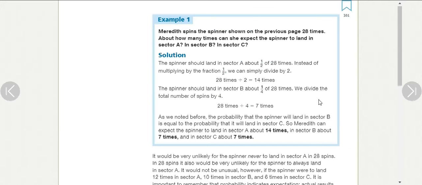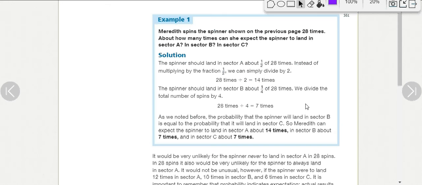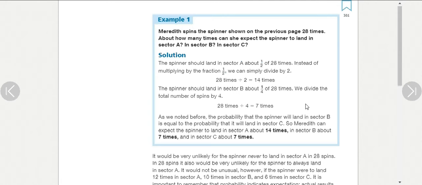Meredith spins the spinner 28 times. It asks how many times can she expect to land on A. Can she expect? Not know, but expect, right? That's the thing about gambling. You can never know for sure. Well, half of the time, we said, is A, because it covers half the circle. So half of 28 times is 28 over 2, or we could have just gone right to 28 divided by 2. So 14 times we'd expect to land on sector A.